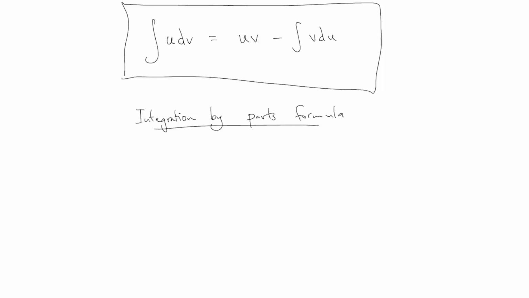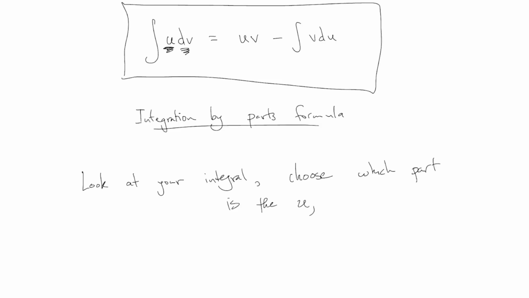So the idea here is you look at your integral, and just like in the u substitution, you must choose for yourself which part. You start with the left side, and it has a u part and a dv part. You have to decide which part you're going to make the u and which part you're going to make the dv.